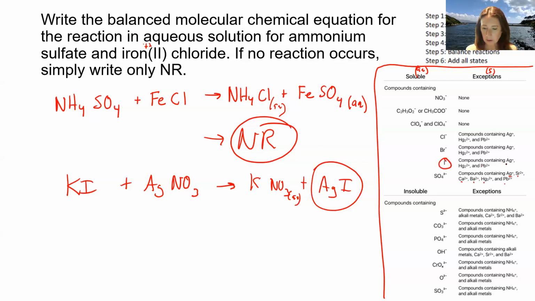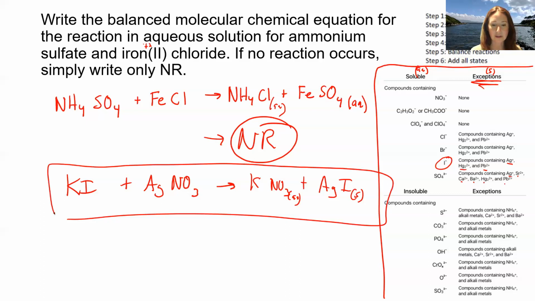So this is soluble except Ag, Hg, and Pb. So look at this one. According to this one, iodides, this is insoluble. So this would be a reaction that does occur. For a double displacement reaction to occur, you have to have a new state. So this is a solid, these two are aqueous, so our answer to the first one is no reaction.